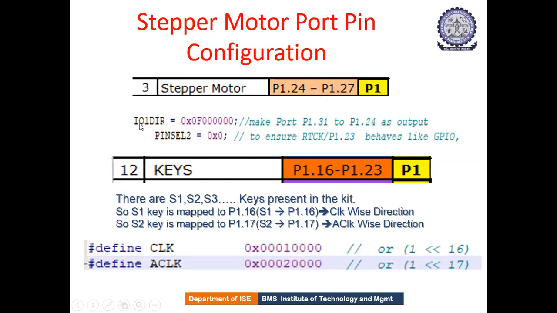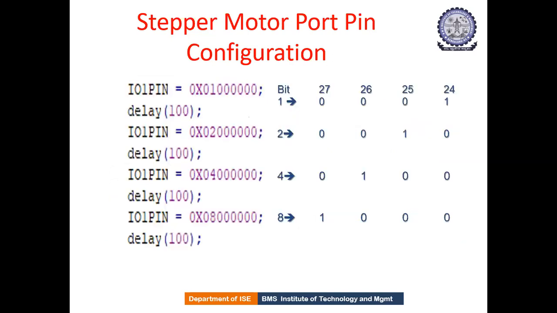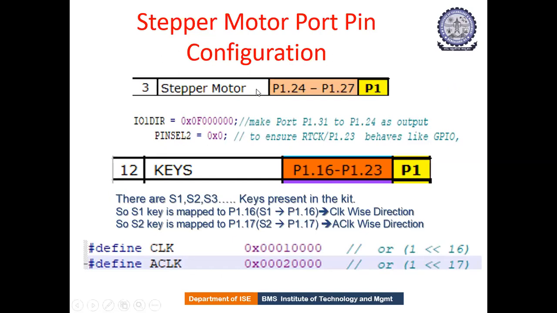That's why we have set the IO1 direction register as 0F. F specifies that those 4 bits are made high and the remaining are all 0. That means those 4 bits are made an output port. And because we are using port 1, 24 to port 1, 27, this is selected by the pin select line, that is PINSEL2. PINSEL2 is also initialized with 0x0, specifying that it is performing a general purpose IO operation.